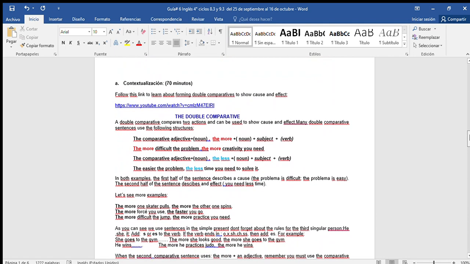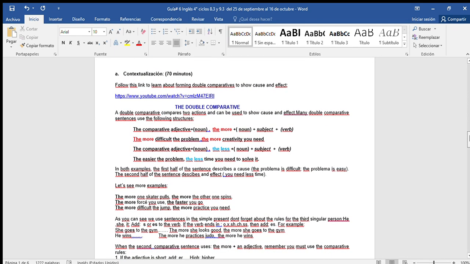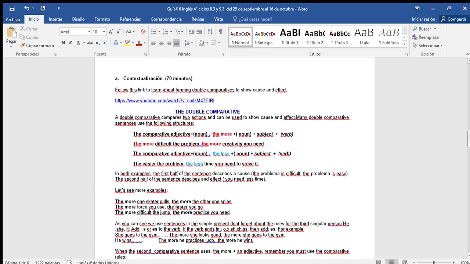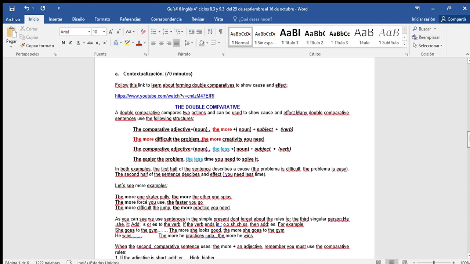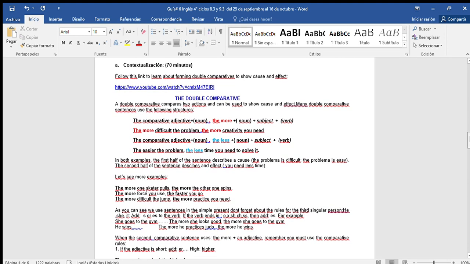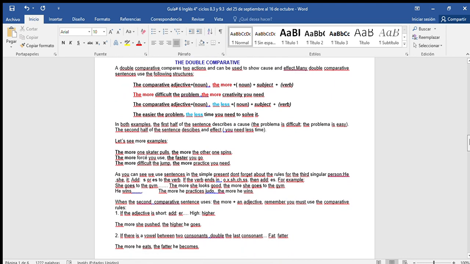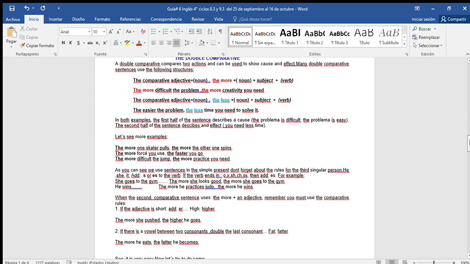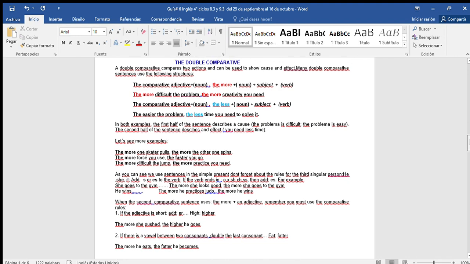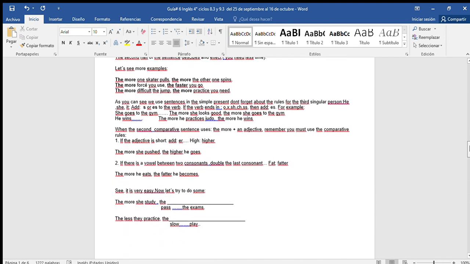The double comparative. A double comparative compares two actions and can be used to show cause and effect. Many double comparative sentences use the following structure. For example, the more difficult the problem, the more creativity you need. Or, the easier the problem, the less time you need to solve it. Let's see more examples. The more one skater pulls, the more the other one spins. Or, the more difficult the jump, the more practice you need.